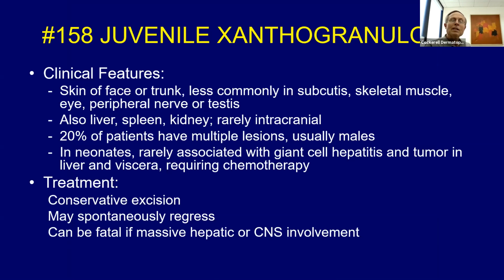So just realize a JXG in an early stage doesn't look like a classic JXG that's seen later in life, or an older one that's been present for a long time, or in an adult. And we call them JXGs, but 40 to 50% of them occur in adults, so they're not only seen in kids. Sometimes they're multiple. A lot of times they're just solitary. They can occur in bad locations sometimes and cause problems with just the mass effect.